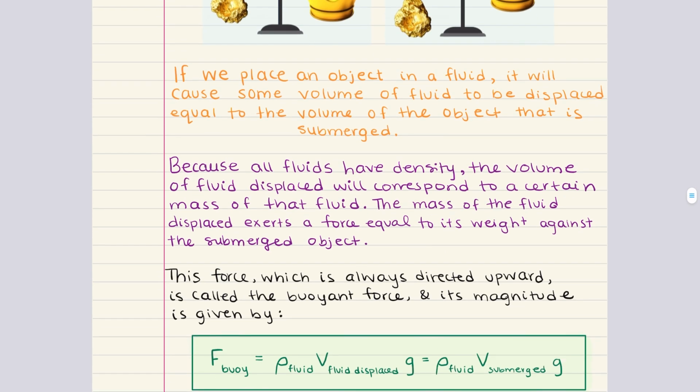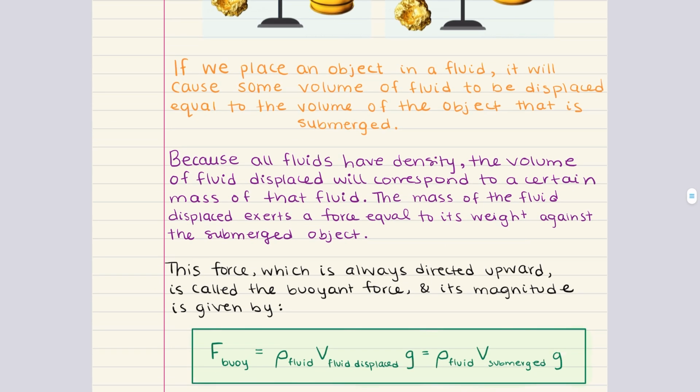This principle states that any object fully or partially submerged in a fluid experiences an upward buoyant force equal to the weight of the fluid displaced by the object. In simpler terms, the fluid, quote unquote, pushes back against the object with a force that is equal to the weight of the fluid that the object displaces. So for example, when you place an object in water, it displaces a volume of water that's equal to the submerged volume of the object.